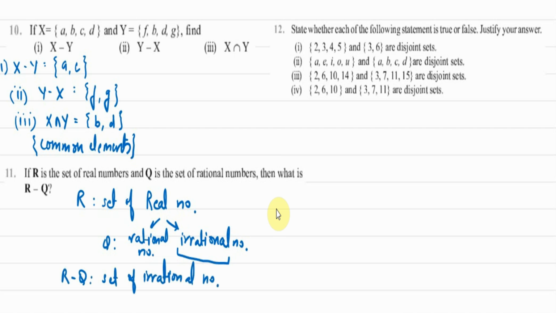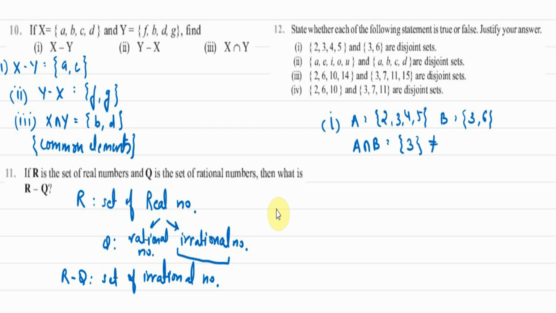Okay. Then we have question number 12. State which of the following statements is true or false. Justify your answer. The first statement that is given to us is the sets with elements 2, 3, 4, 5 and 3, 6 are disjoint sets. Now let us consider the first set as A, which has 2, 3, 4, 5. Similarly set B has 3, 6. In order to find out whether they are disjoint sets or not, we need to see what the intersection of A and B is. Intersection of A and B means writing the common elements of both the sets. So 3 is common in both the sets.